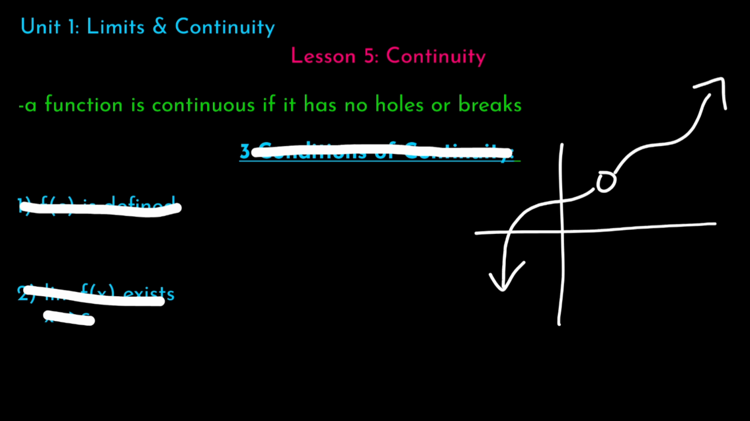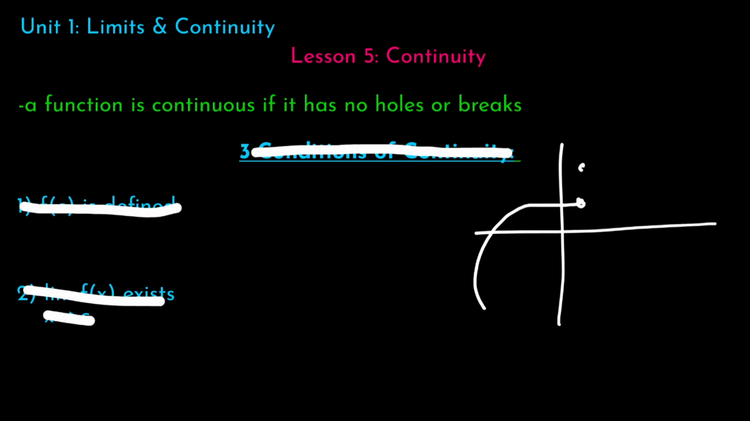But what if I had something like this, the dot there, and the dot there. Is that continuous? No, because not every single y value is being fulfilled. There's no y value that exists here. So in order for a function to be continuous, there has to be basically a y value at every point, and they can't really have any holes or breaks.